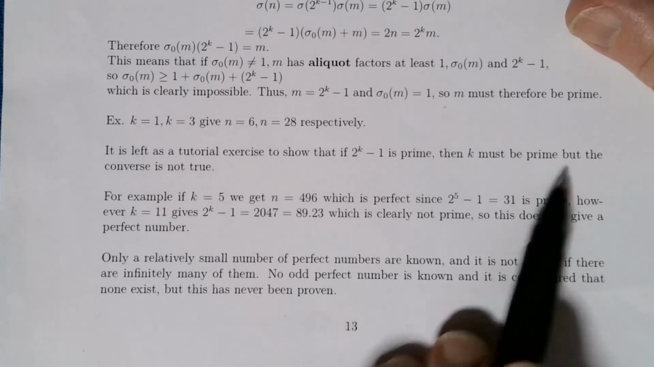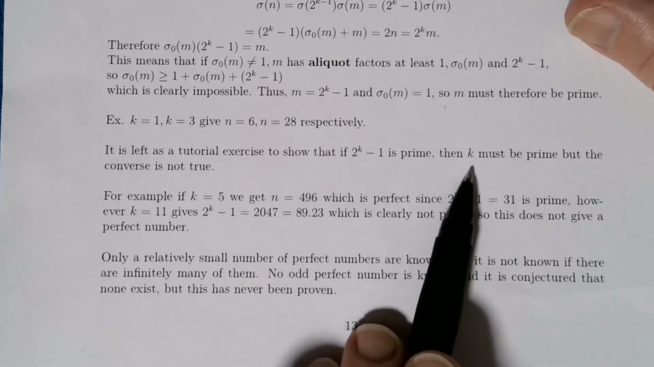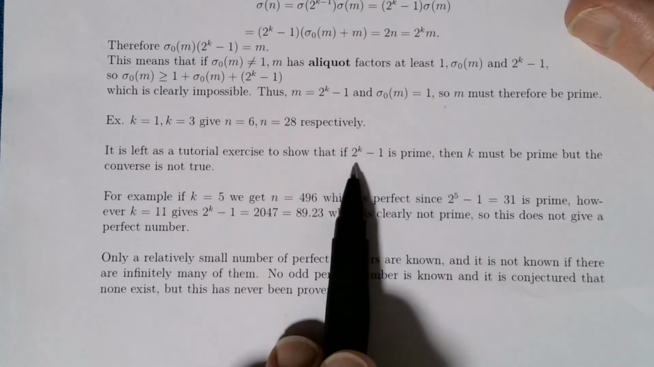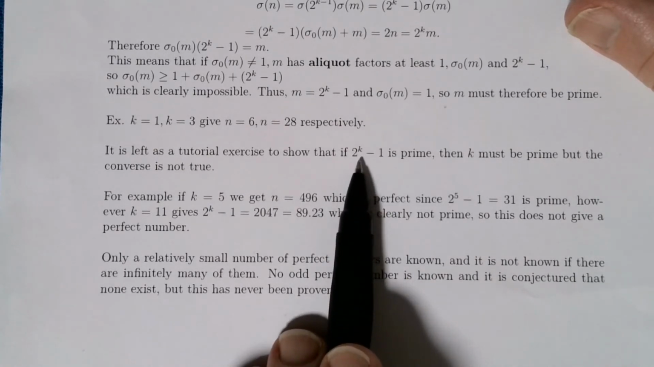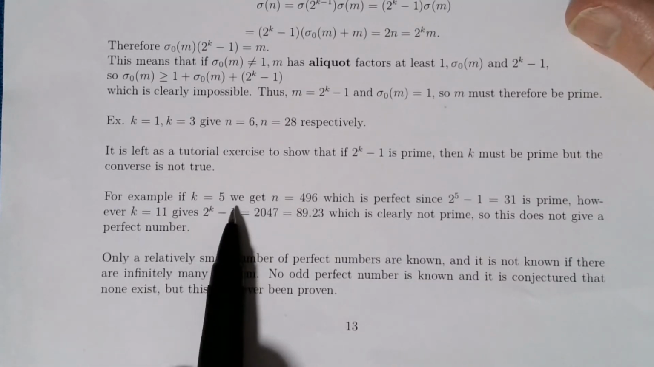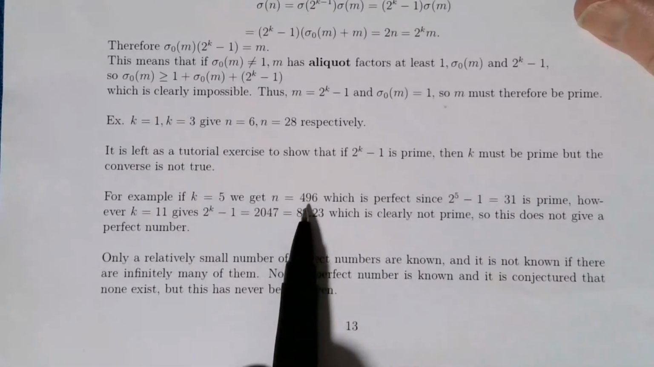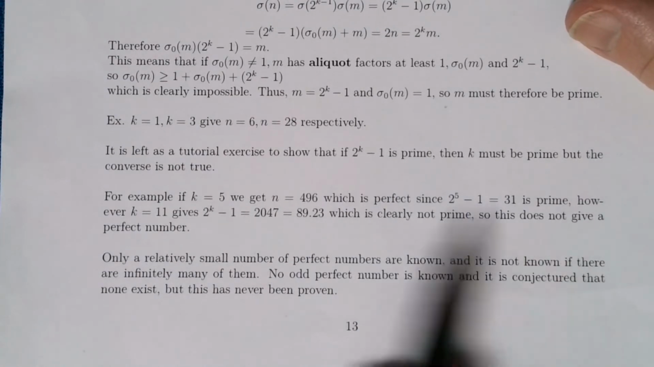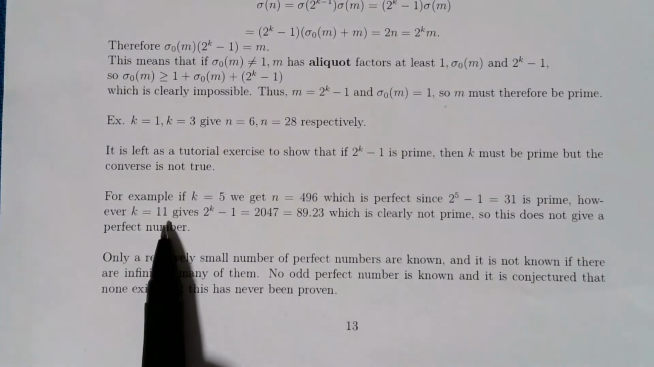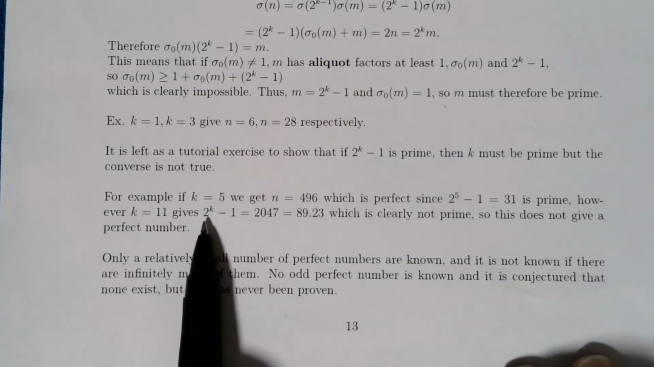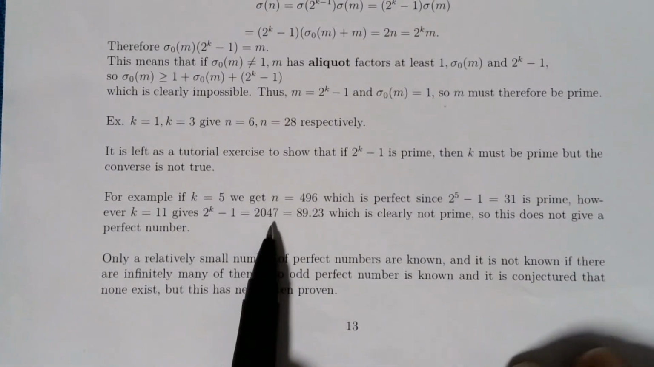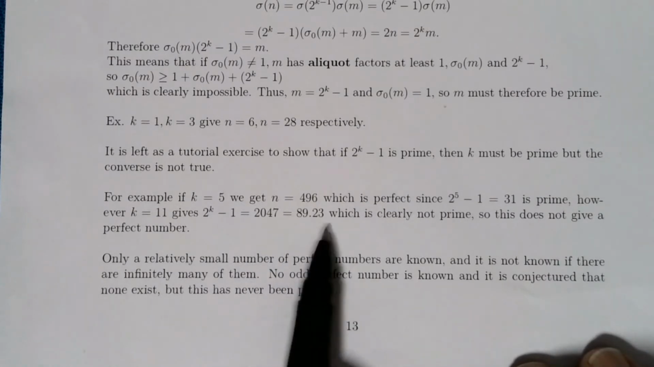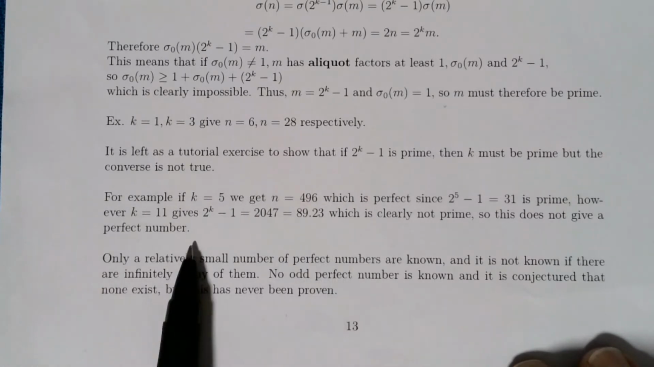So if this number is prime, then k itself must be a prime. So if you're looking for primes of this shape, you need to have k itself being a prime. For example, if k is 5, we get 496, which is a perfect number, since 2 to the 5th minus 1 equals 31 is prime. If I put k to be 11, however, 11 is prime, but 2 to the 11 minus 1 is 2047, and that factors. It's not prime. It's 89 times 23. So it does not give a perfect number.